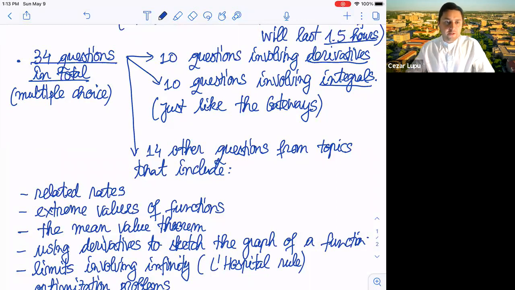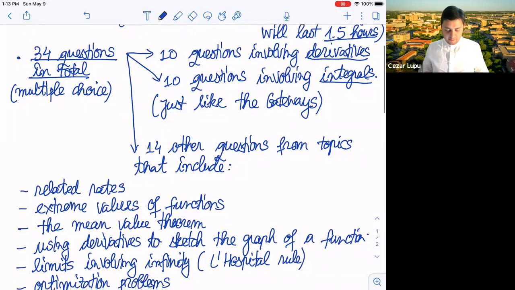Let's see, any other questions regarding the exam, the structure? All right, if not, let's proceed.